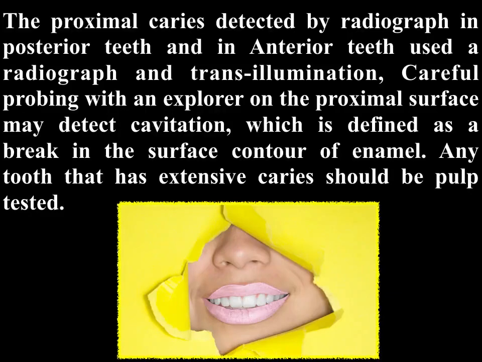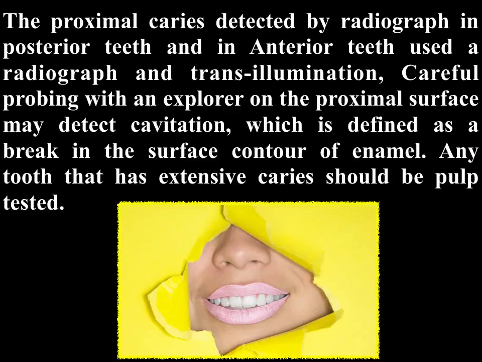Any tooth that has extensive caries should be pulp tested. In posterior teeth, caries is detected by carefully probing with the explorer. The second diagnosis of caries in posterior teeth is by the radiograph, to detect the proximal caries.